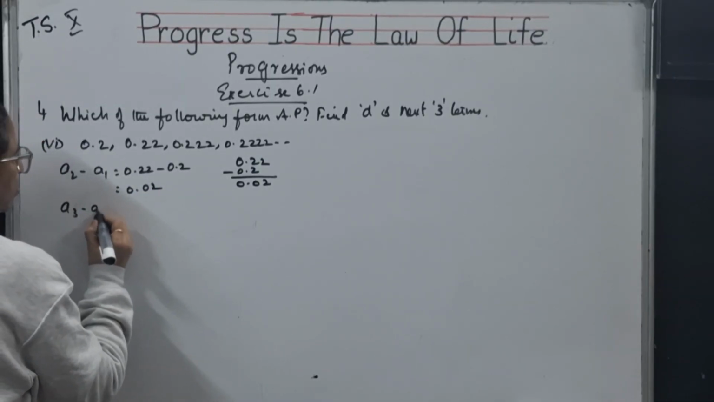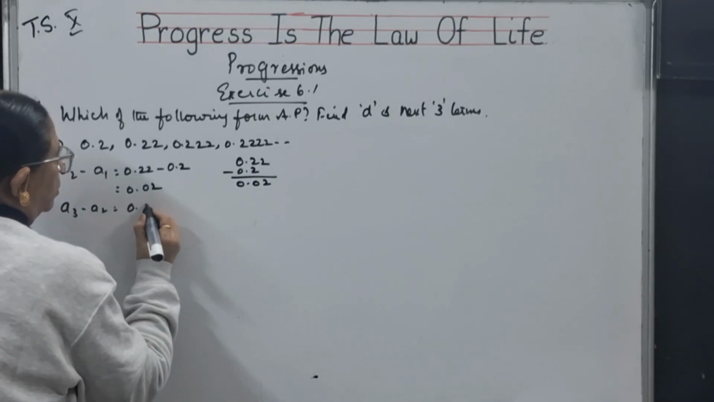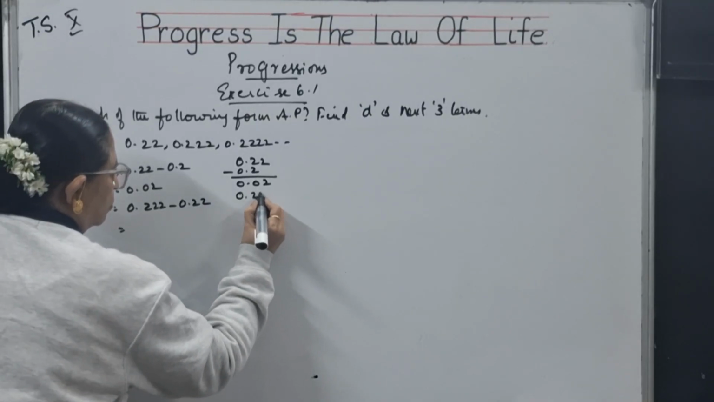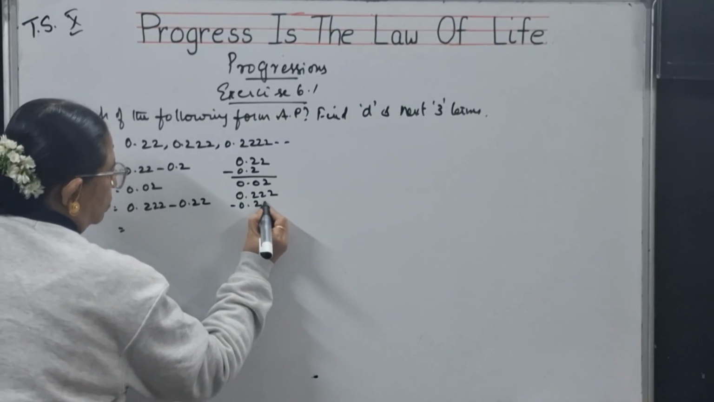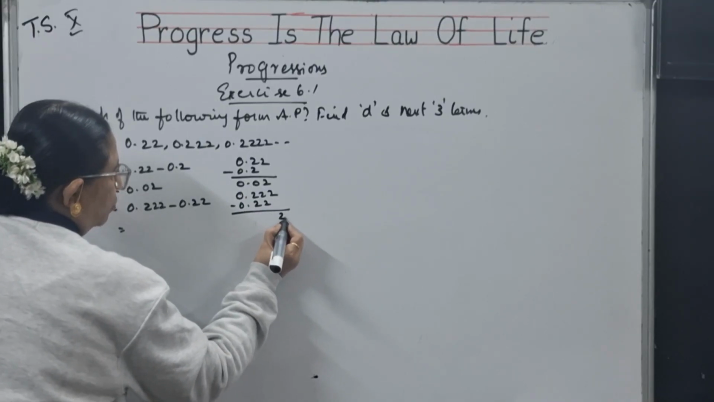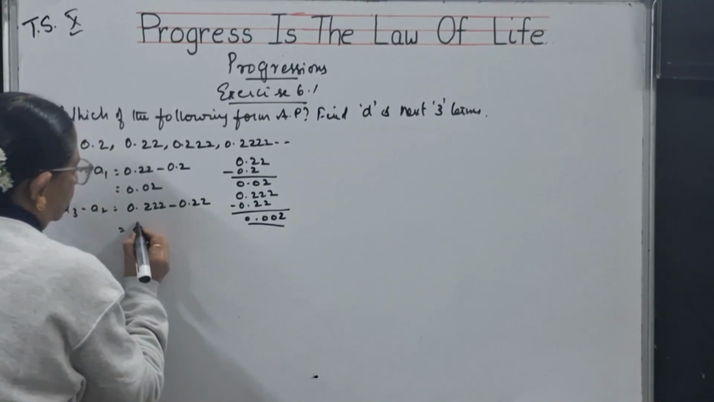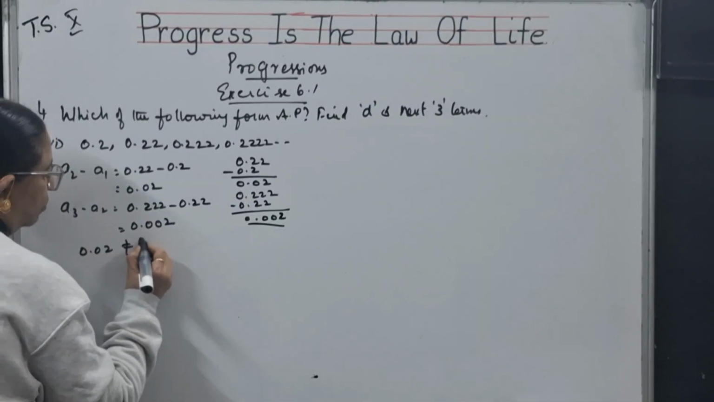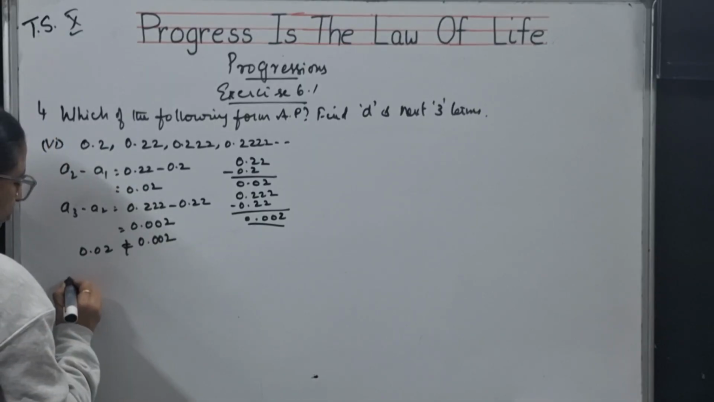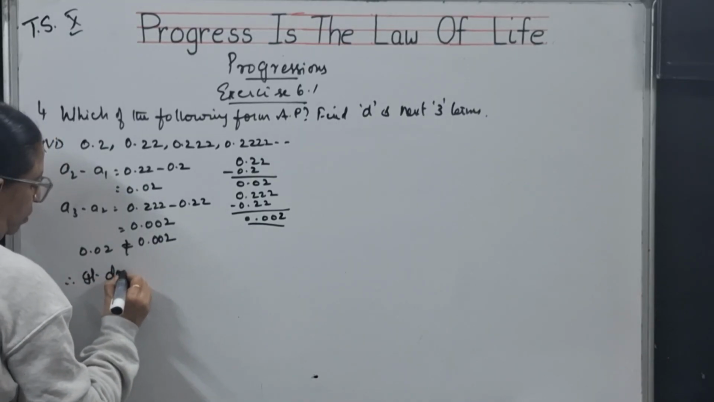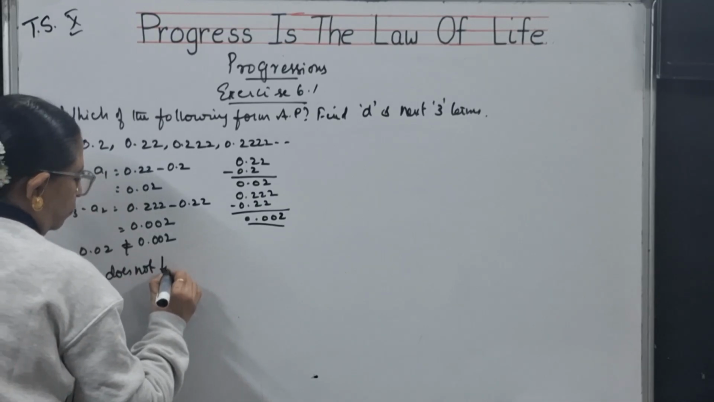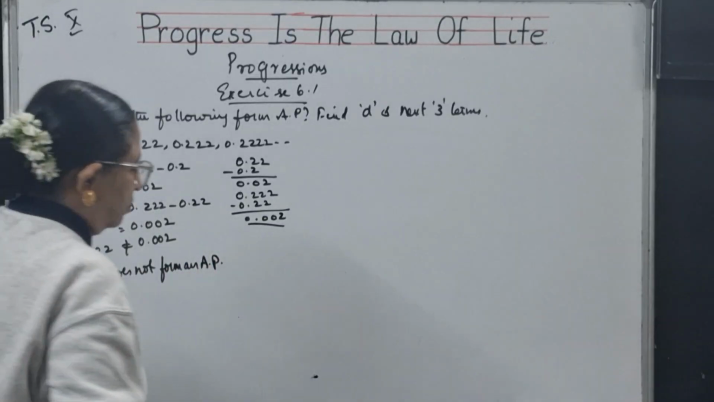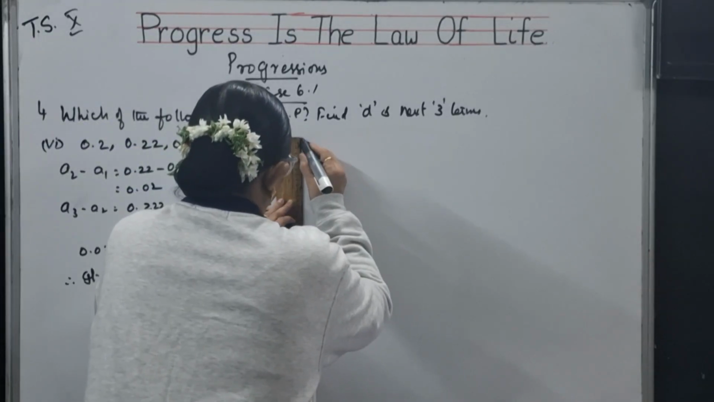And A3 minus A2 is how much? 0.222 minus 0.22. So how much are you getting? 0.002. So 0.02 is not equal to 0.002. Therefore, it does not form an AP. So this is sixth bit. So let us see the seventh bit here, children.